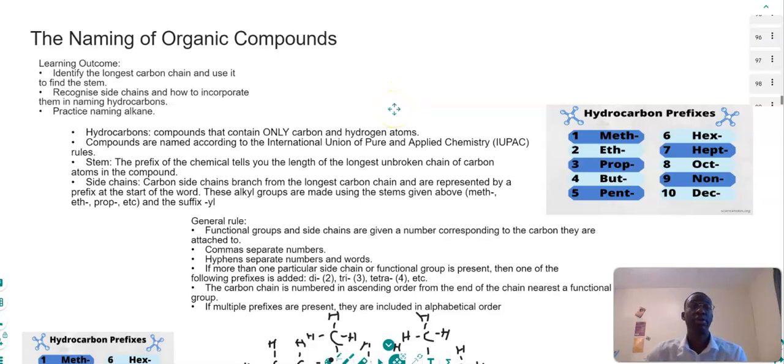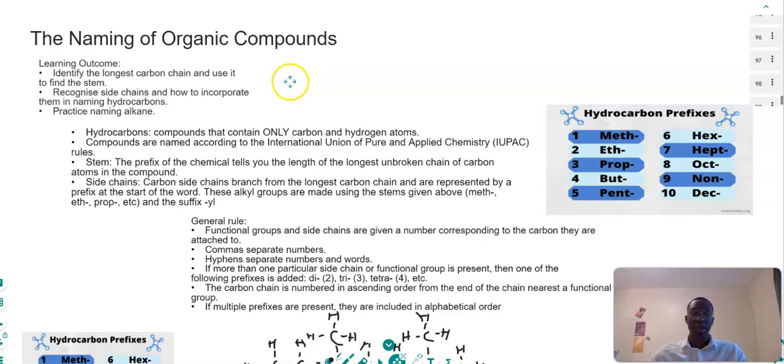Hi, so today we'll be looking at the naming of organic compounds, and we basically just have three learning outcomes that we have to do today. The first one is identifying the longest carbon chain and using it to find a stem. You need to recognize the side chains and how to incorporate them in naming hydrocarbons, and then we'll just practice naming alkanes. But before we start that, there's just a couple of definitions we need to understand, which will really help us in how we name organic compounds.